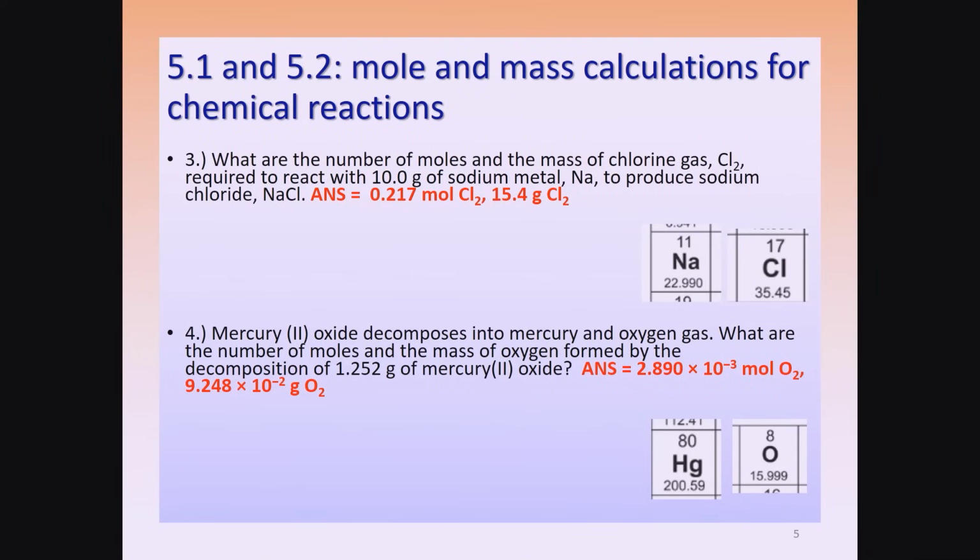So with question 3, it is: what are the number of moles and the mass of chlorine gas required to react with 10 grams of sodium metal to produce sodium chloride? Okay, so again, let's start out with a word equation, write a formula equation, balance, and then try to solve the problem. It says a number of moles and a mass of chlorine required to react with 10 grams of sodium metal.